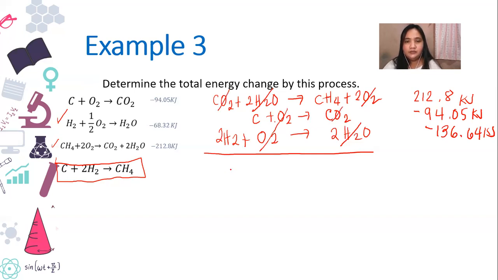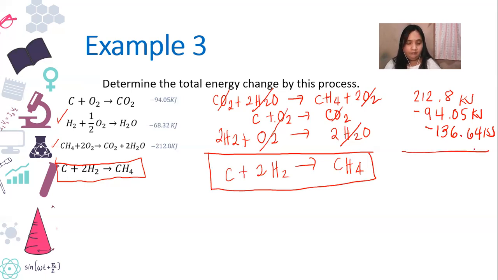So our final answer is C plus 2H2 yields what? CH4. There, it's the same. Now for the heat, all you have to do is add them. So that's 212.8 minus 94.05 minus 136.64. We're getting negative 17.89 kilojoules. Okay, there you go.